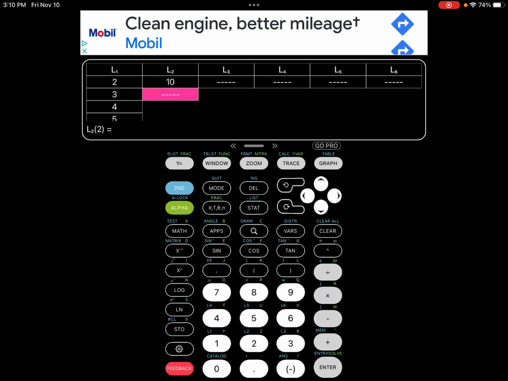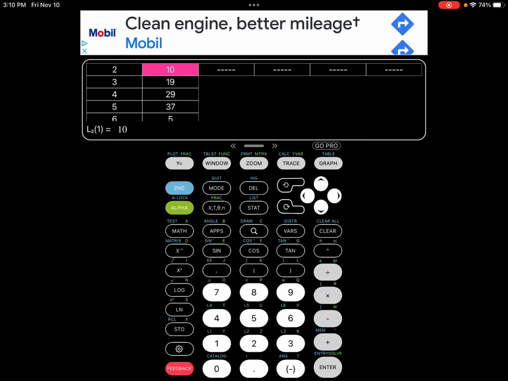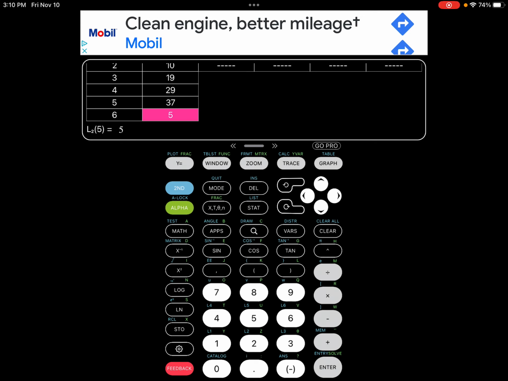For some reason, this emulator can't use the decimals, so I'm going to have to put it in as whole numbers. This will not change the mean, thankfully. It will also not change the standard deviation, thankfully. It will change some of the other totals, but we're not concerned about that because that's not the numbers we're interested in. So again, I'm putting in 10 instead of 0.1, 19 instead of 0.19, 29 instead of 0.29, 0.37 is going to be 37, 0.05 is going to be 5 for this calculator.